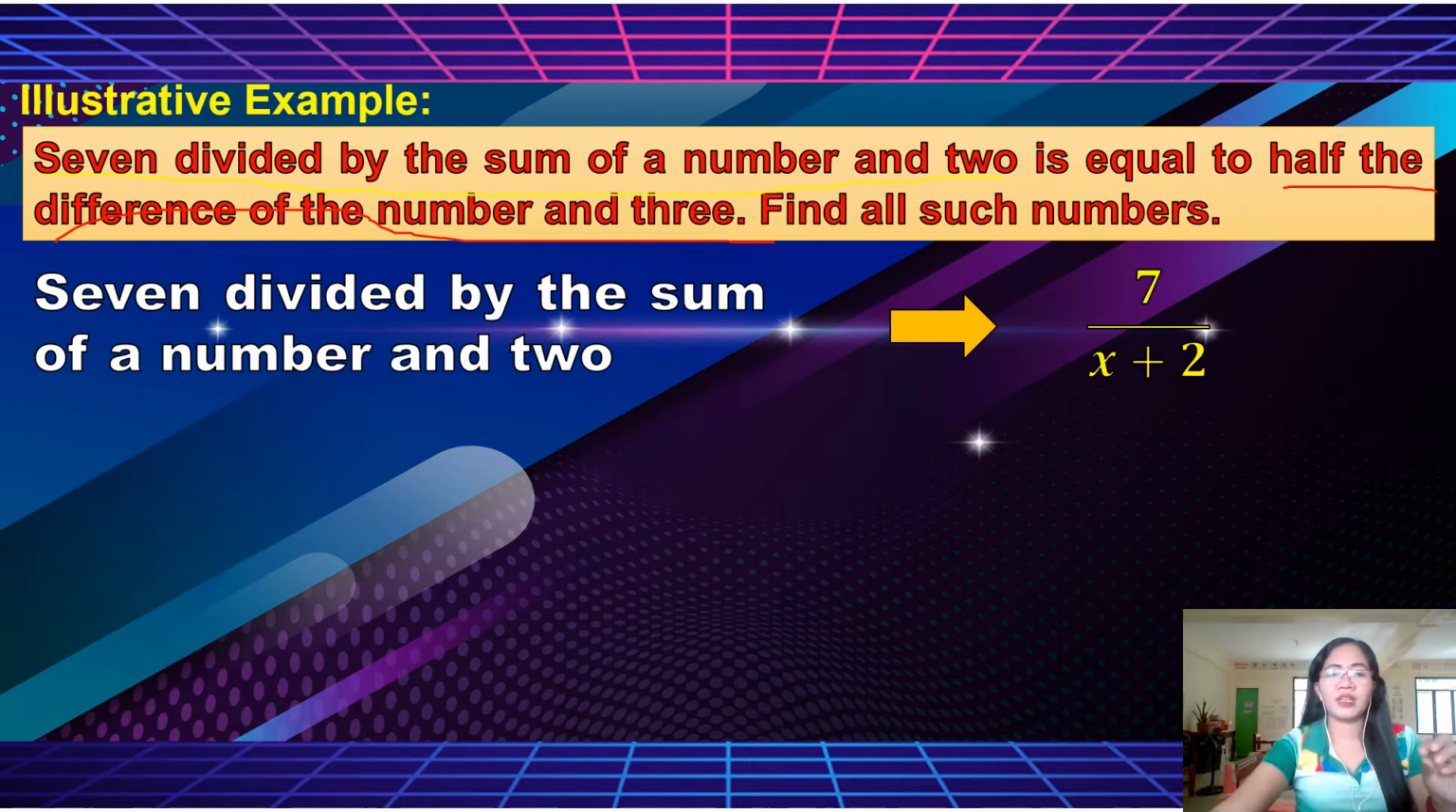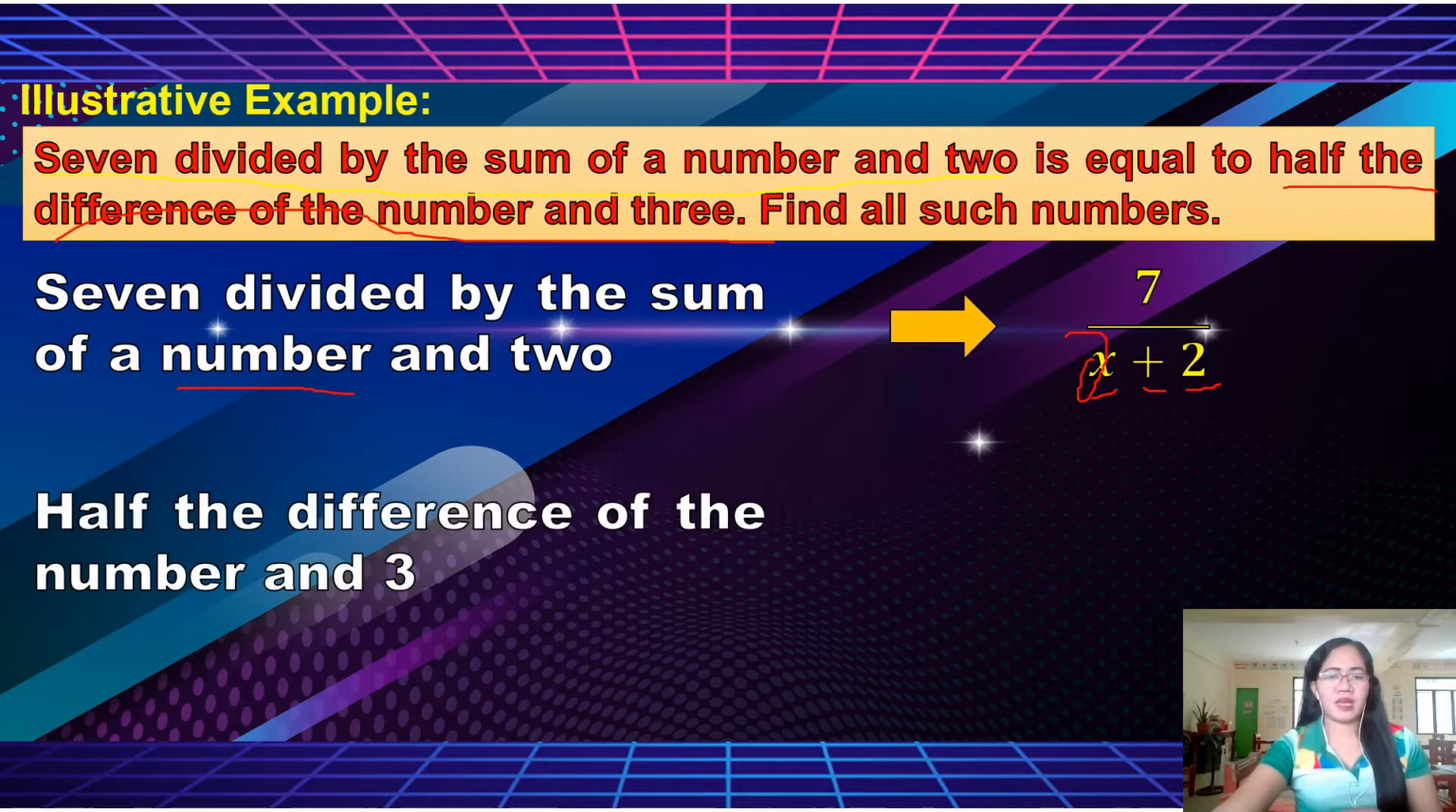Since we don't know the value of that number, we are going to let the number be x. The sum meaning we are going to add the two numbers, number and 2. For the second phrase, we have half the difference of the number and 3. So half the difference, meaning we are going to divide it by 2. The difference of the number and 3. Again, the number, that's x. Difference meaning we're going to subtract it by 3, then divide it by 2 because of the word half.